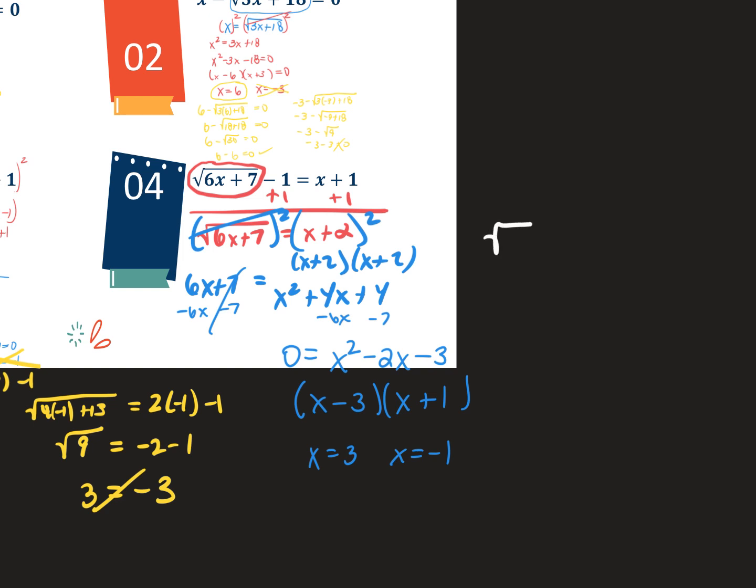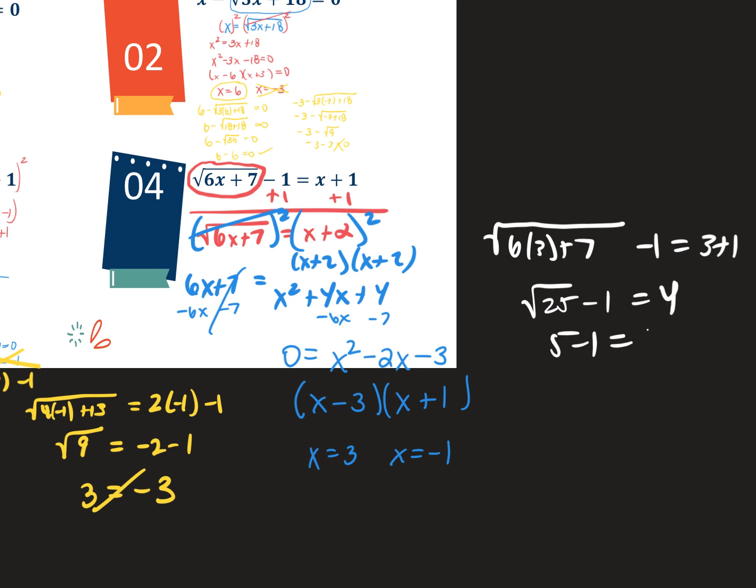So the square root of 6 times 3 plus 7, minus 1 equals 3 plus 1. So 6 times 3 is 18, plus 7 is 25. So the square root of 25 minus 1, does that equal 3 plus 1? 5 minus 1 is 4. 4 equals 4. We're good to go. So x equals 3 is a valid solution.